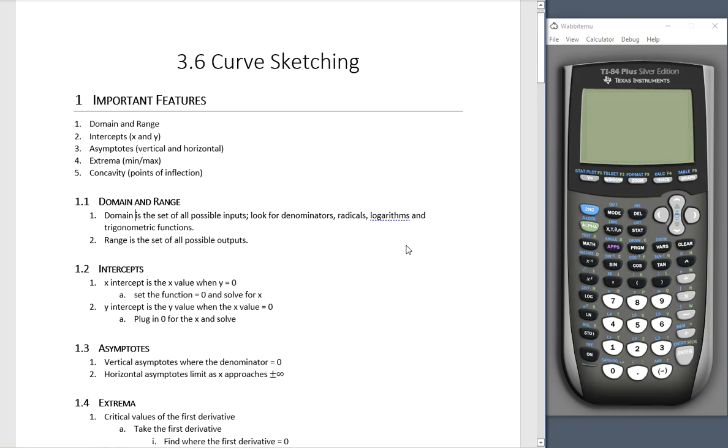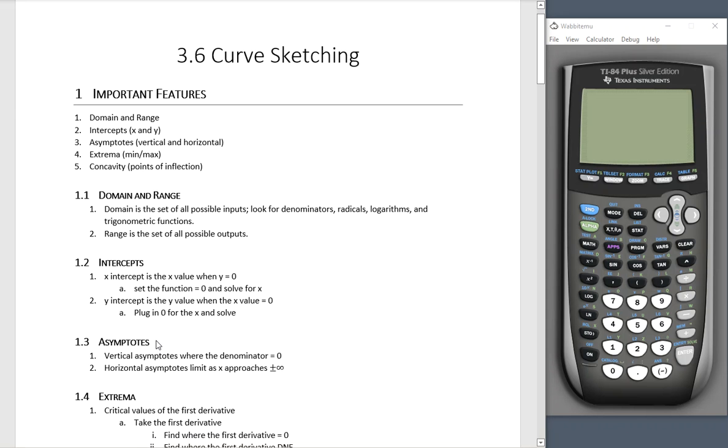So first of all, domain and range. You know that domain is the set of all possible inputs for a function, and the range is the set of all possible outputs. We've been working on those since we first started functions, right, in pre-algebra. Intercepts. The x-intercept is the x value when y is equal to 0, and the y-intercept is the y value when x is equal to 0. So whichever intercept you're trying to solve for, set the opposite one equal to 0.